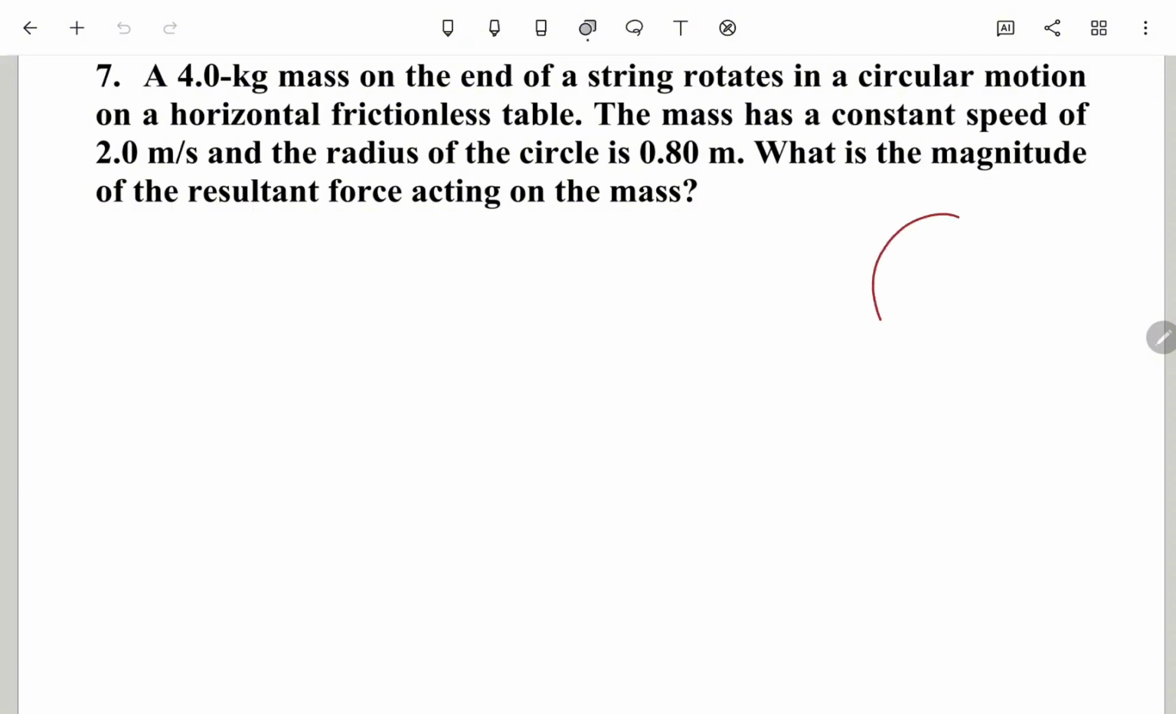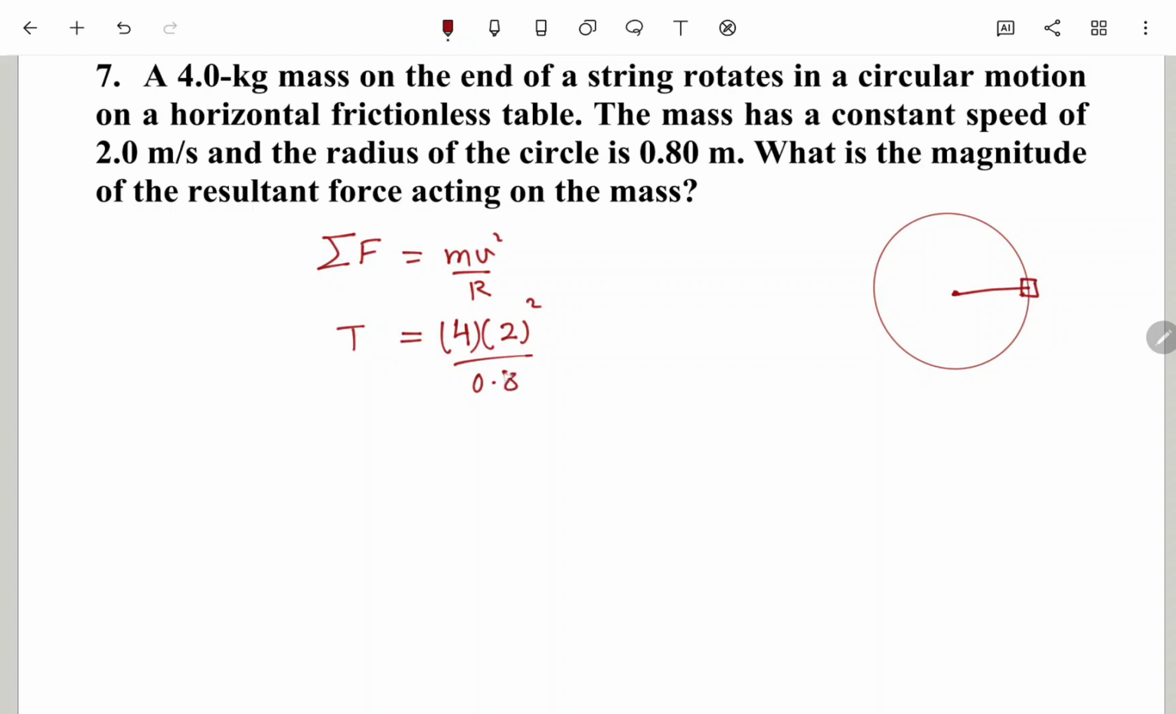Let's draw the situation here. The circular path and the mass, it's right here. It's connected with a string like in this one here. Now sum of all forces equal to mv square over r. Now the only force we have here is the tension, and tension in this case it's equal to the mass, 4 times the speed, 2 square divided by 0.8, or in other words the tension it's equal to 20 newtons.